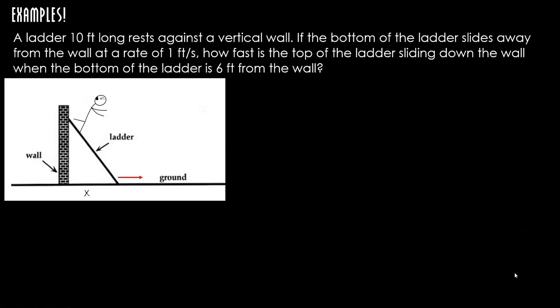We have labels. We're going to call this x, and we know the bottom of the ladder is going to the right, away from the wall. The other thing I'm going to label is y. The distance from the top of the ladder to the ground is y, and it's getting smaller.